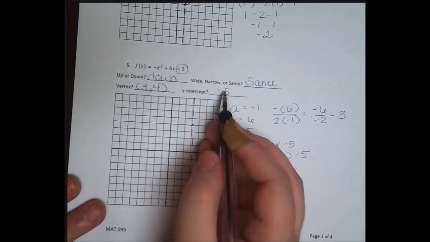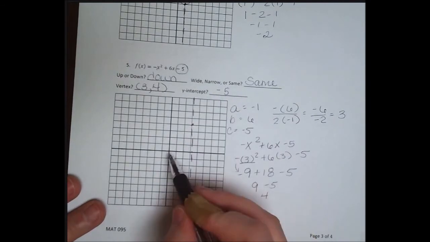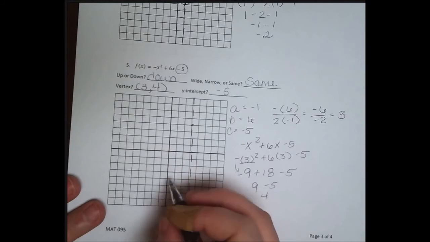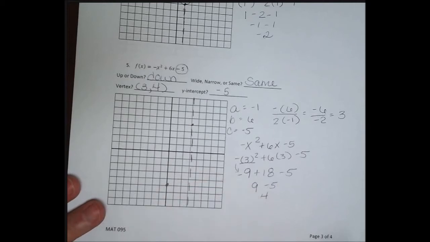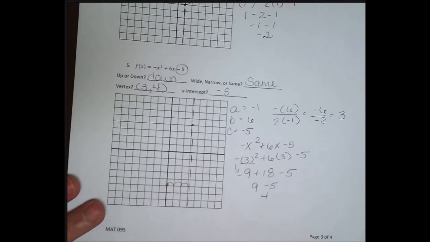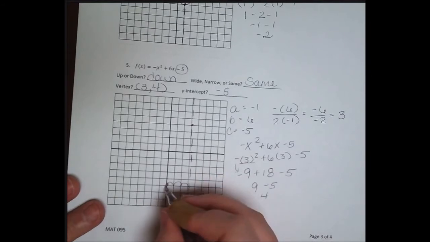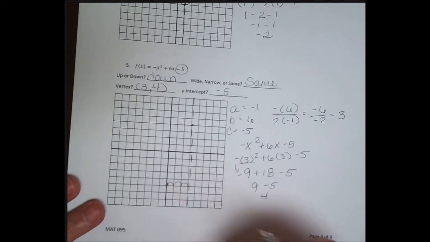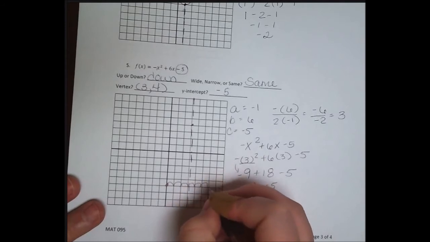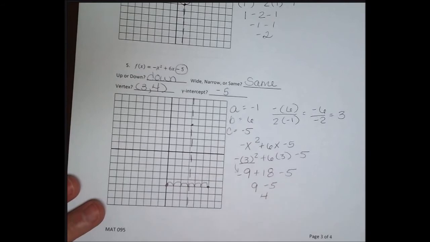And your y-intercept is negative 5. So we're going to start here and we're going to go down 5. 1, 2, 3, 4, 5. So we count 1, 2, 3 spaces from this point to my axis of symmetry. So I go another 3 spaces to find my third point.